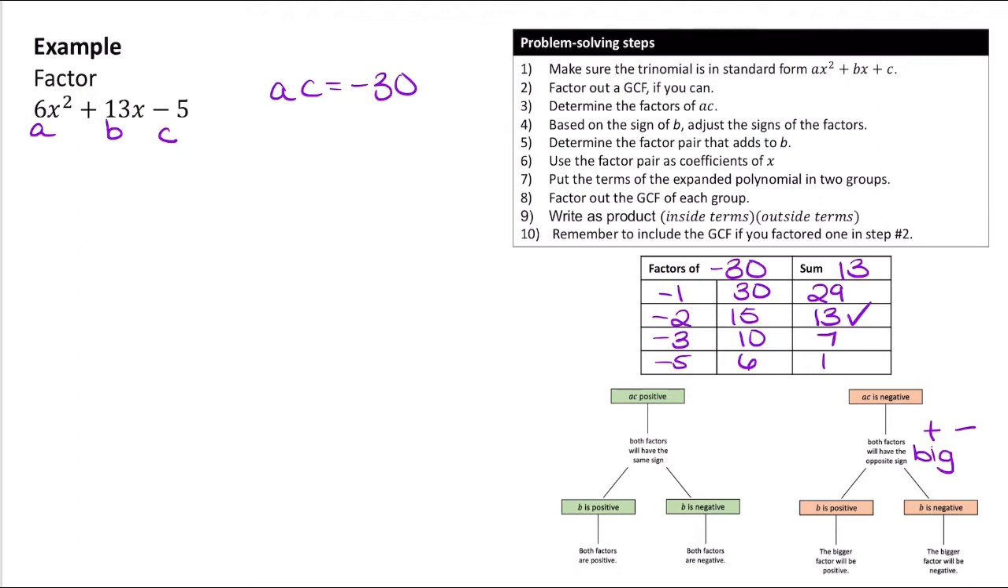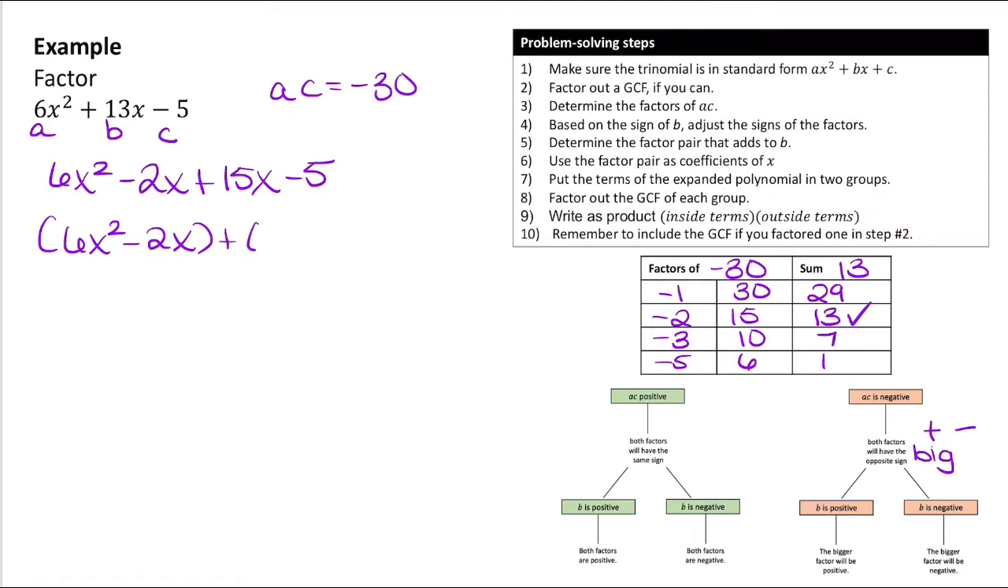So now I'm going to use that to expand out that x term. So I have 6x squared minus 2x plus 15x minus 5. I'm going to put the terms into two groups. So I have 6x squared minus 2x and then plus 15x minus 5.